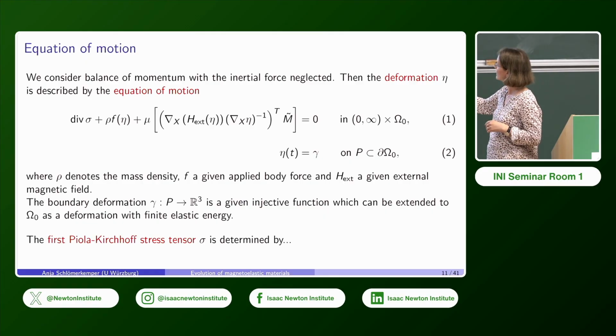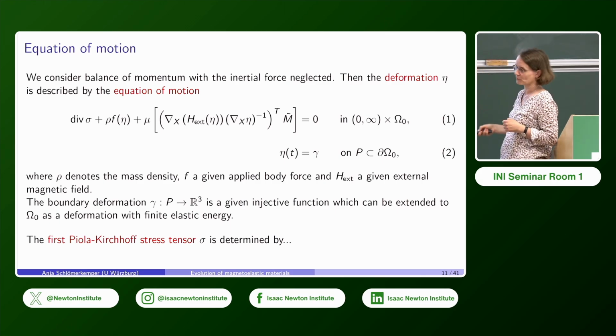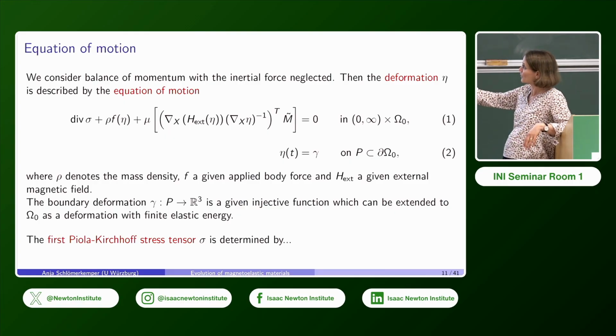And this is just a pullback from the deformed configuration to the reference configuration, and then the standard Zeeman term that we have here. This is an equation in the reference configuration. We are working in elasticity theory, so this is what we would like to do. We have some boundary condition for the deformation eta on part of the boundary, which we only needed, and that's a given injective function. So now the interesting part is: what is the sigma?